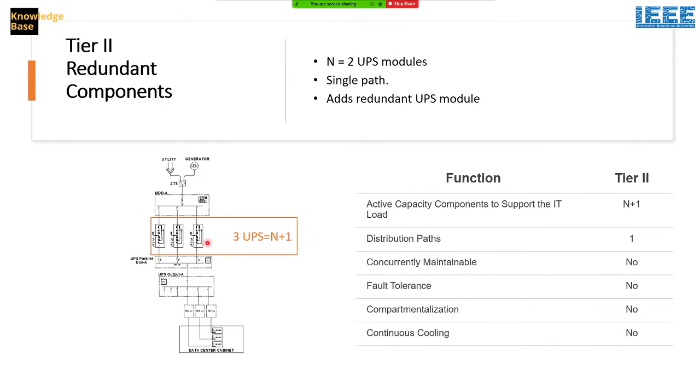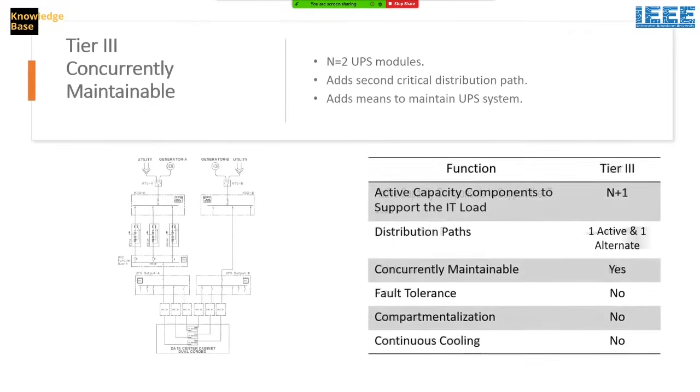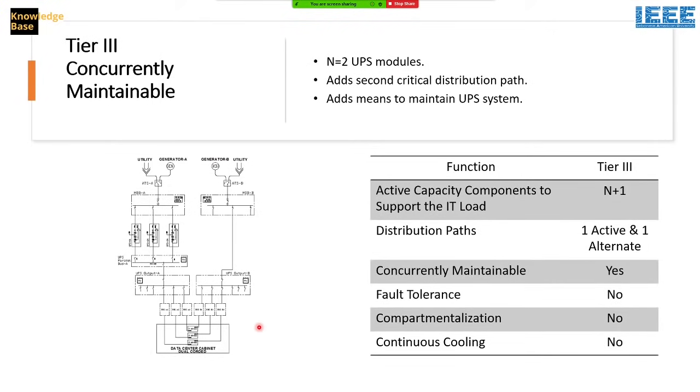Now, if you notice here that in case of any failure in this distribution path, I cannot maintain it without shutting off the data center. And this is an advantage in tier 3, where I have a concurrently maintainable system. Okay, and here we have one active path.